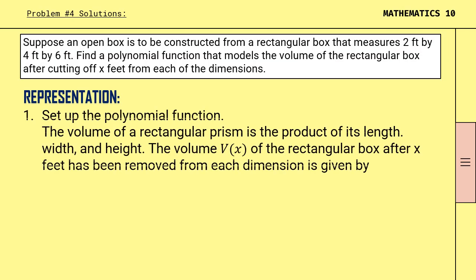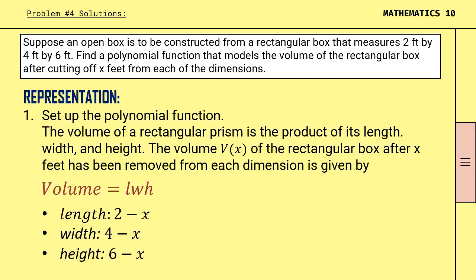Now let's have our representation. Set up the polynomial function. The volume of a rectangular prism is the product of its length, width, and height. The volume V of x of a rectangular box after x feet has been removed from each dimension is given by volume equals length times width times height. So our length will be 2 minus x, width will be 4 minus x, and height will be 6 minus x.